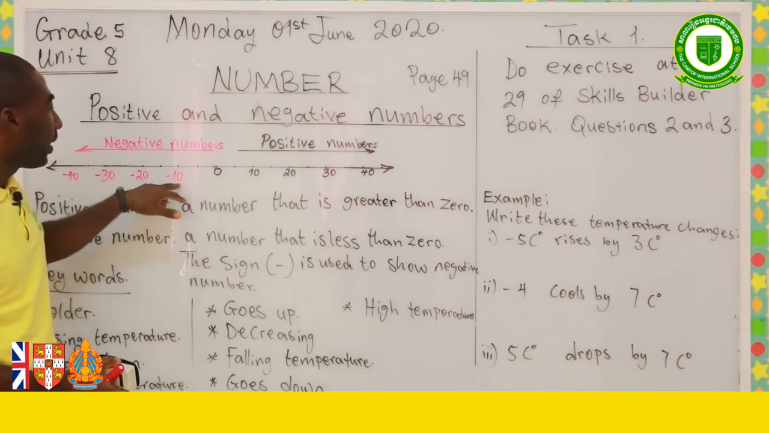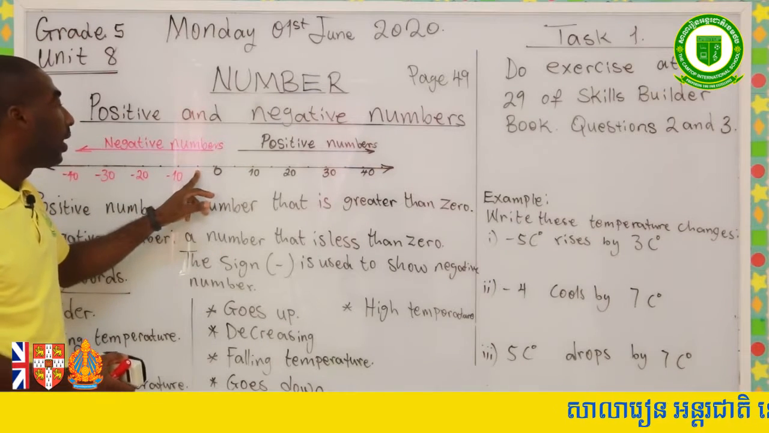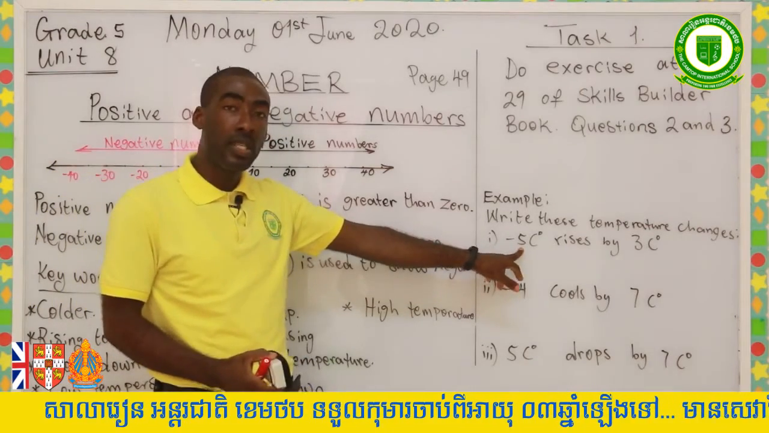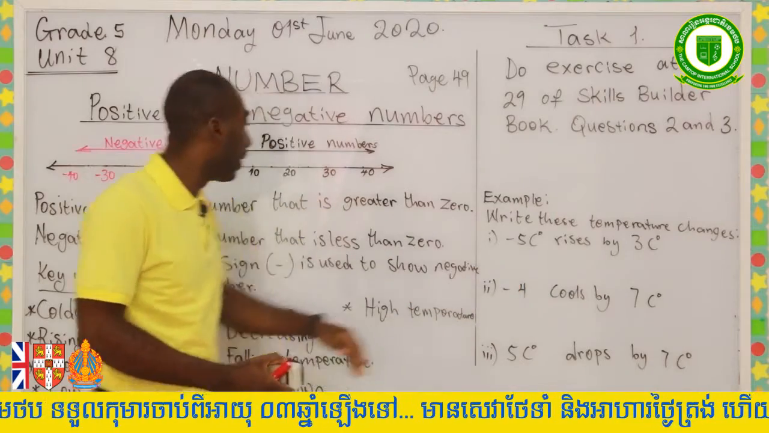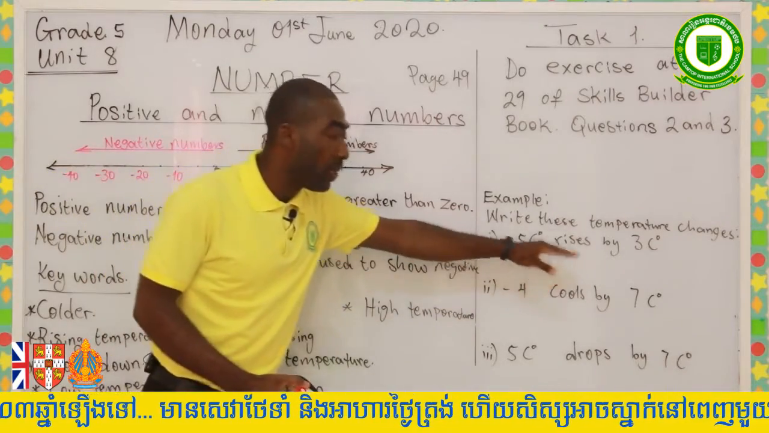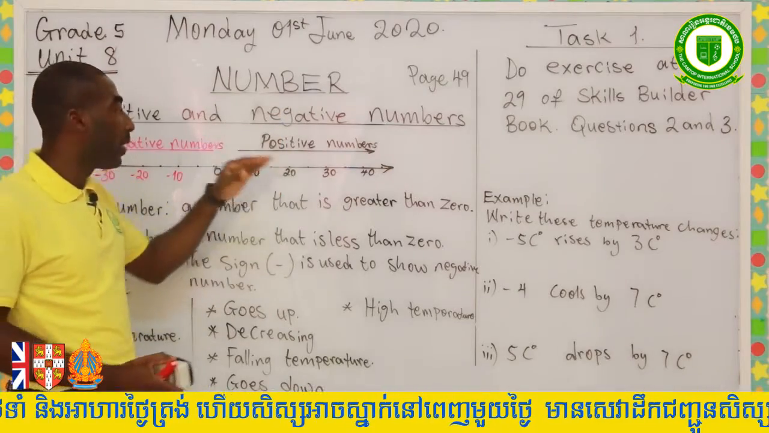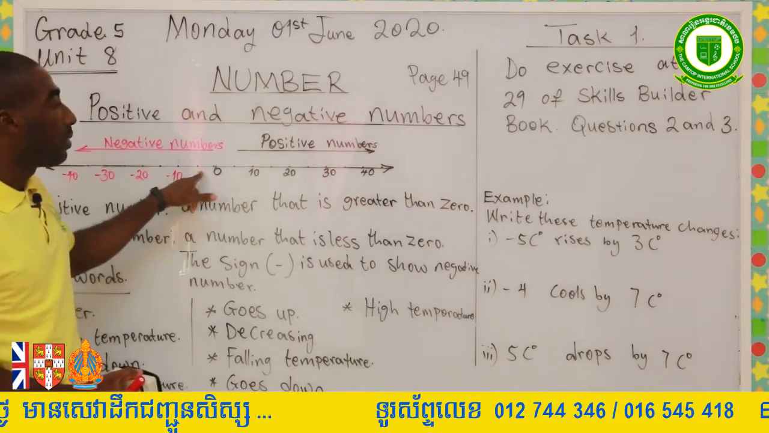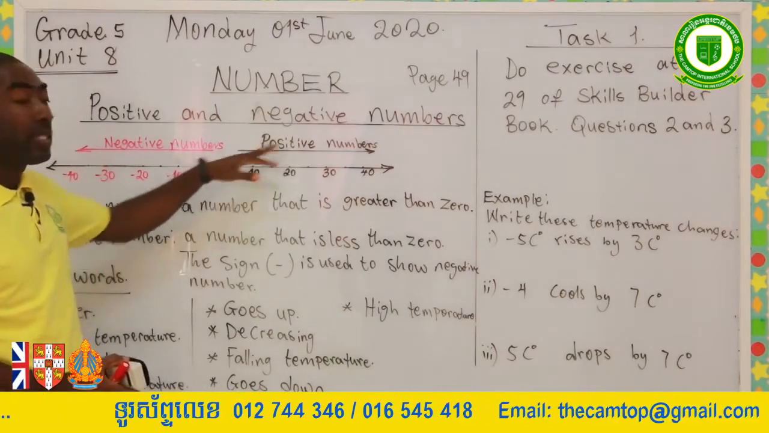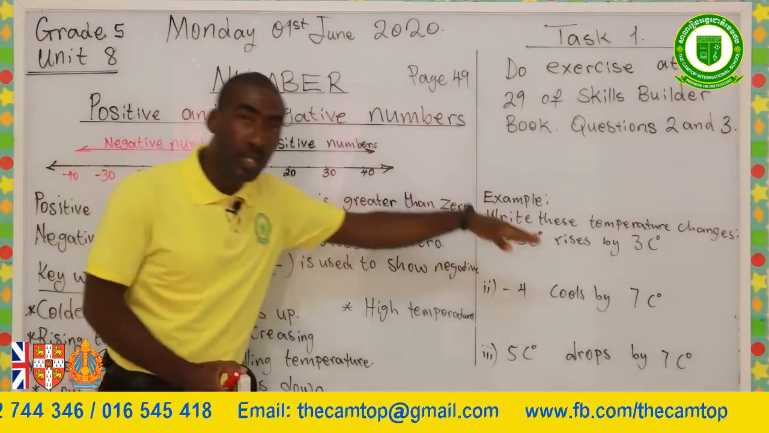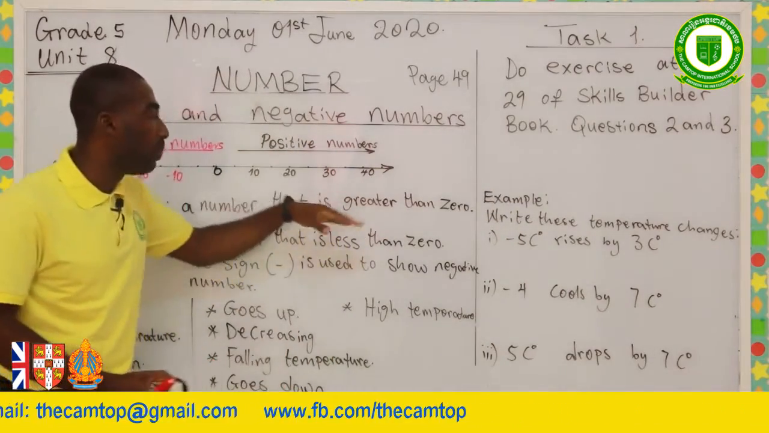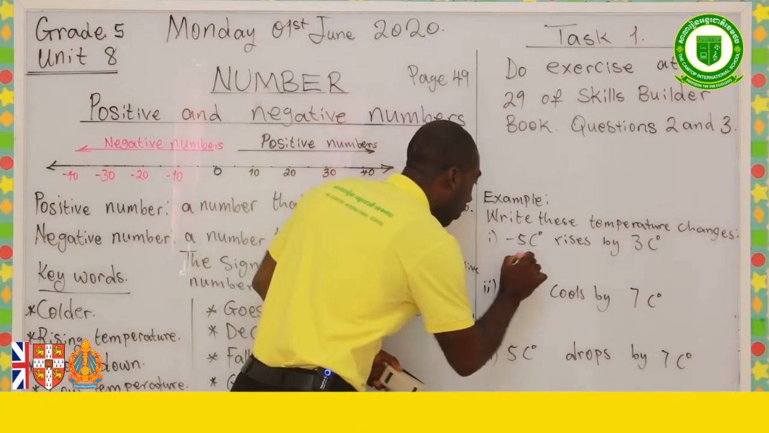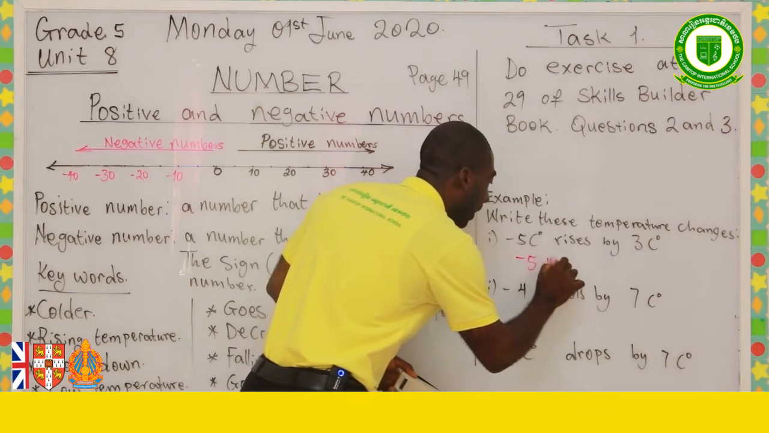From here to here is 10, so which means in between here will be -5. So we have -5 here, which is our temperature at the area. It has risen, which means it has gone up. Whenever it goes up, it means it's getting into a hotter area. So if you are here and it has risen by 3, you have to count 3 steps to get to your new destination. Counting 3 steps means that we are adding 3 to a negative number. So this is how it's going to be: we'll have -5 plus 3.